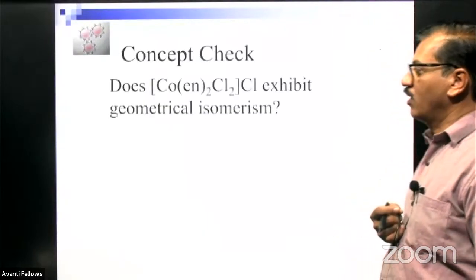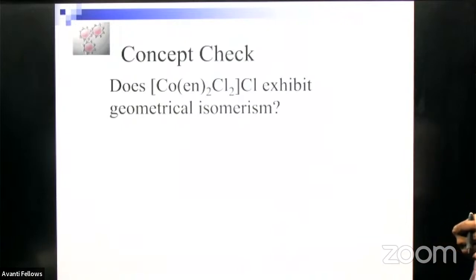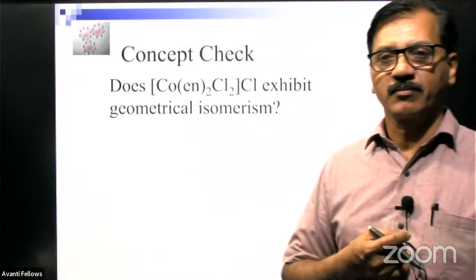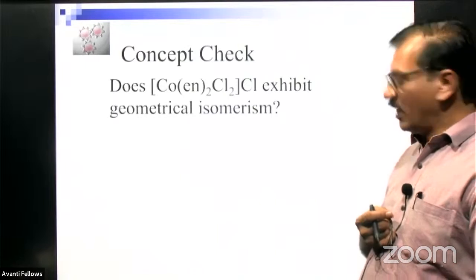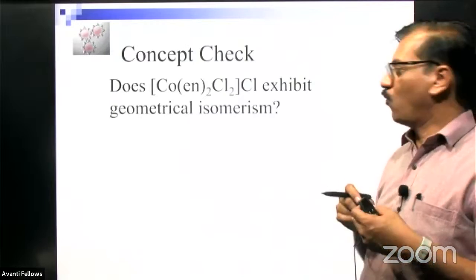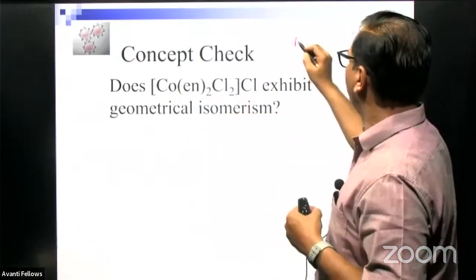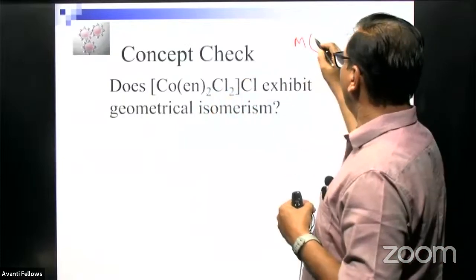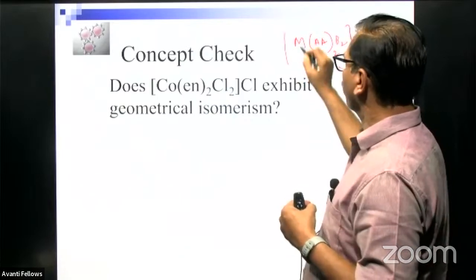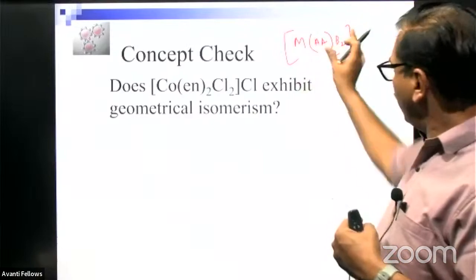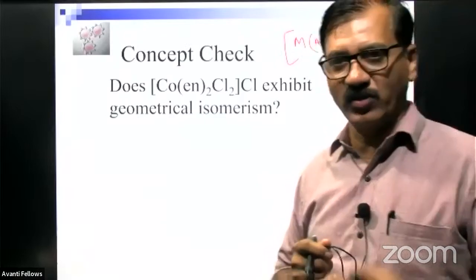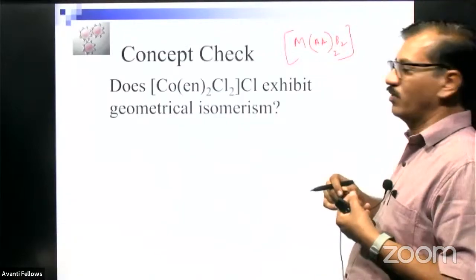Okay, concept check. Does Co(en)2Cl2 exhibit geometrical isomerism? Questions may be asked like this. Co(en)2Cl2. What you have to do is compare with M. en means it is AA, so it is M(AA)2B2. It is of this type. Does it exhibit geometrical isomerism? Yes. Cis and trans isomers I have shown you, right?